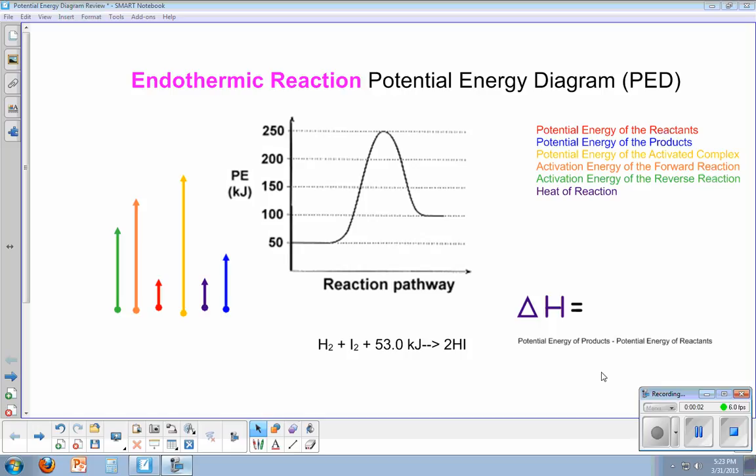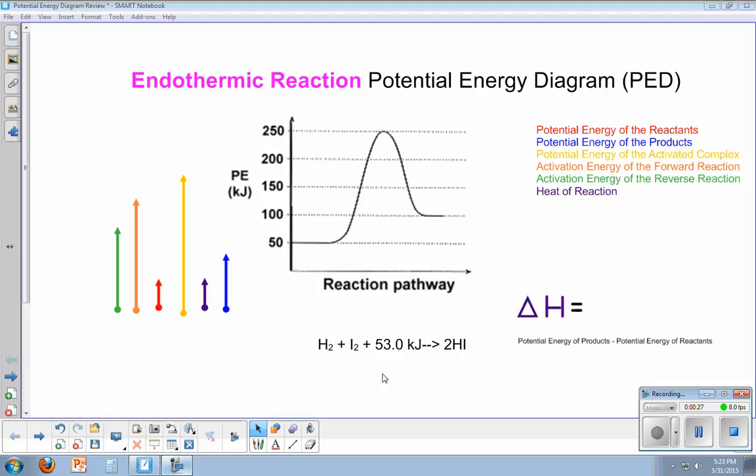Hey guys, as promised, we are going to review potential energy diagrams. So to start, we're going to talk about what potential energy is. Potential energy is the amount of energy stored inside of a chemical substance. When we talk about things like diatomic elements and compounds, the energy is stored in the chemical bonds.